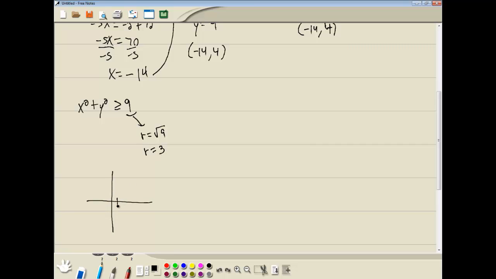So, the center's at the origin, right here. Radius is 3, and it's a greater than or equal to. The line underneath means it'll be a solid line. So go around like this. Now, greater than means you shade outside the circle. So that'd be our answer there.